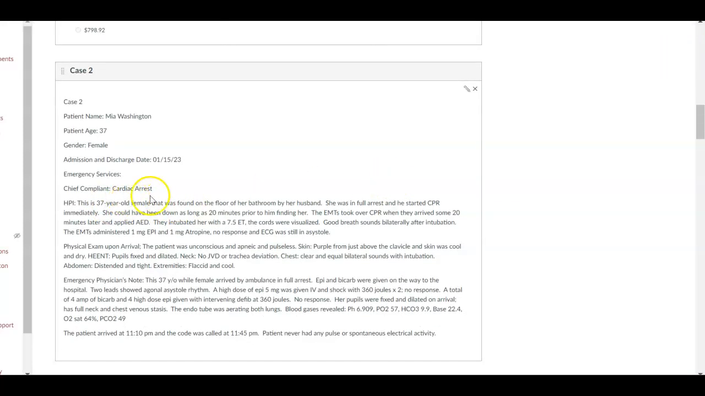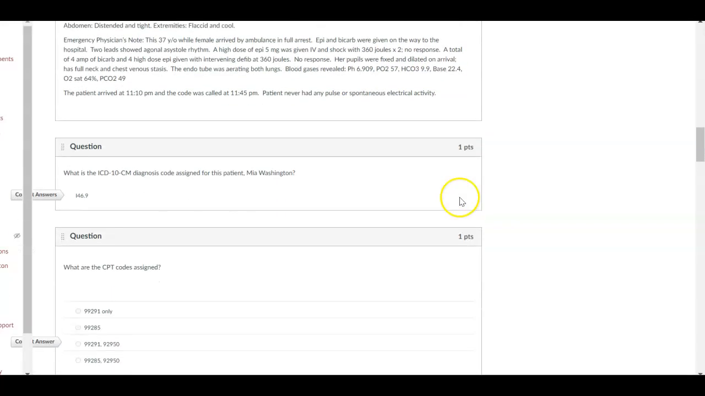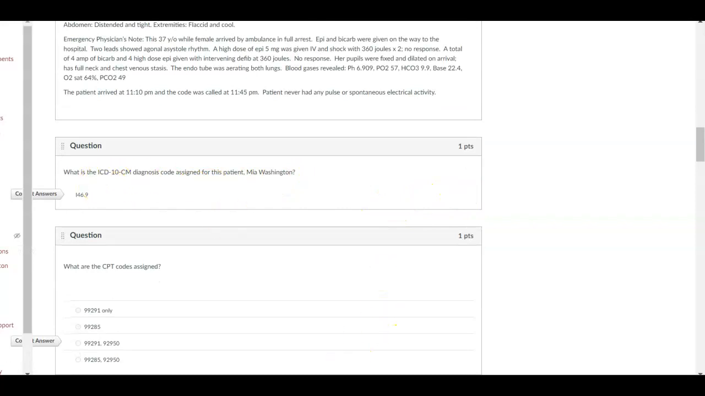All right, so chief complaint, cardiac arrest, found on the floor by her husband. She was in full arrest and he did start CPR immediately. Could have been down as 20 minutes. EMTs took over at that time. So let's look up here. The patient was unconscious, didn't have a pulse, purple, physician's emergency note, full arrest. They did an epi. And let's go down here. We have our blood gases. Patient arrived at 11:10. So what is our first diagnosis?